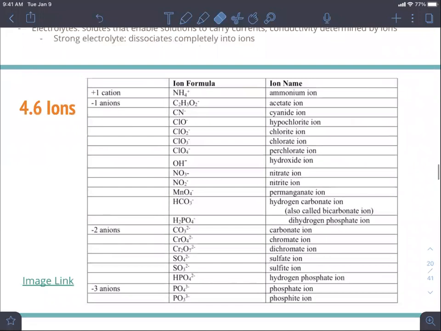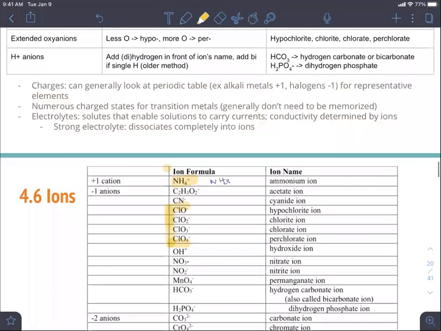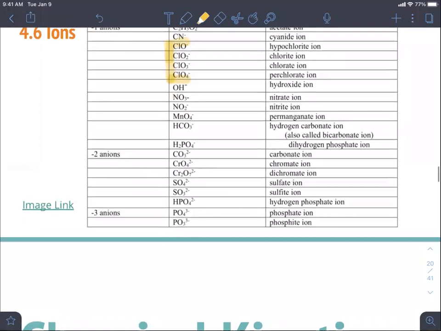Okay, and here's just a list of ions. You can't really do much except memorize these, but a lot of these are pretty important, like polyatomic ions and anions mostly. Of these, I would definitely say know this one. This is the ammonium ion. You might know it better as ammonia, but that one's pretty important to know. Cyanide isn't super important. This is hypochlorite, chlorite, chlorate, perchlorate, and this is just an example of the extended oxyanions.